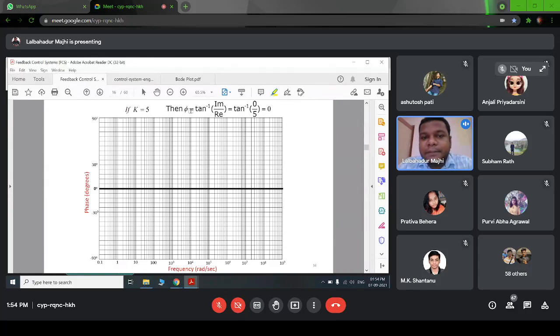Similarly, the angle for K equal to 5: phi is tan inverse of the imaginary part by the real part. In this case, it is 5 plus j0. So the imaginary part is 0 and the real part is 5. So the angle will be 0. So we can draw a straight line like this one for this angle, for this gain.